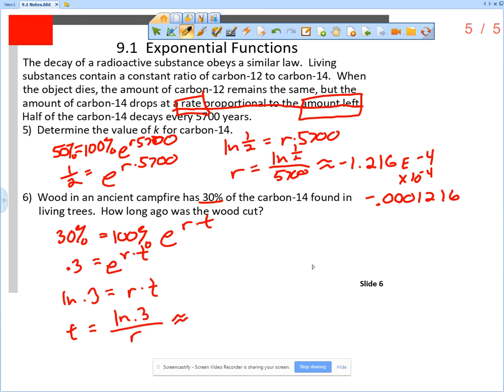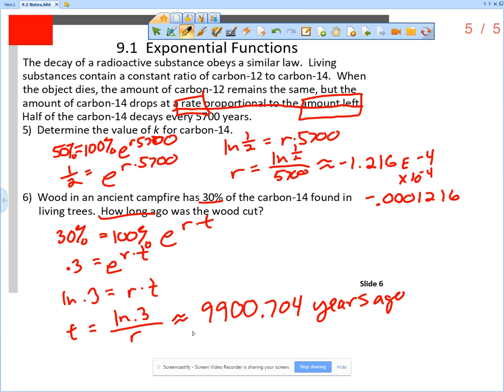Now, r is the value that we just used here, but don't type in the negative 0.000116. Use the natural log of 1/2 divided by 5,700. So natural log of 0.3 divided by the previous answer gives us about 9,900.704 years. Now it says how long ago. So 9,900.704 years ago. Right?